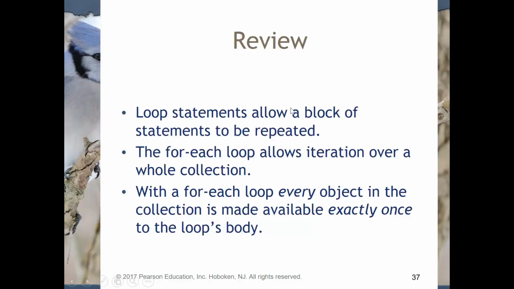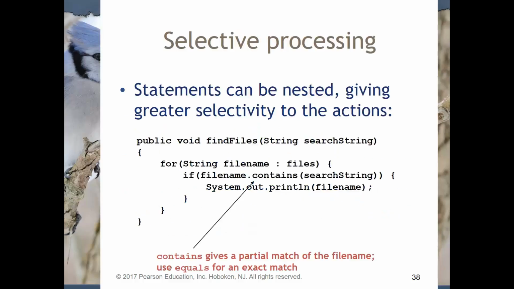So to review that, this next section was pretty quick. Loop statements allow a block of statements to be repeated. The for each loop allows iteration over a whole collection. In a for each loop, every object in a collection is made available exactly once.